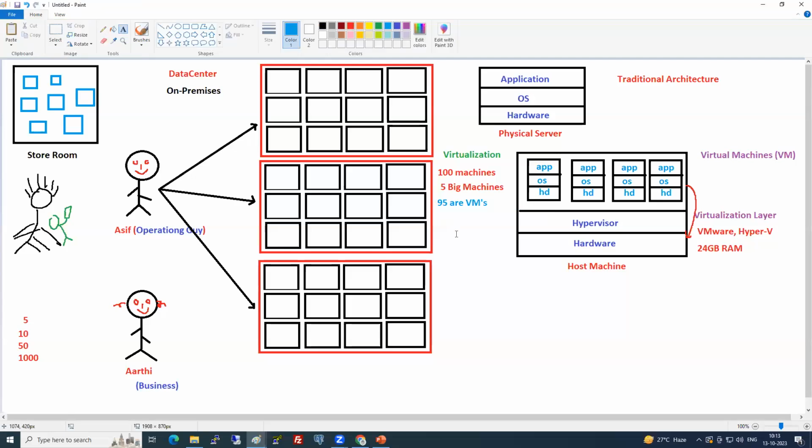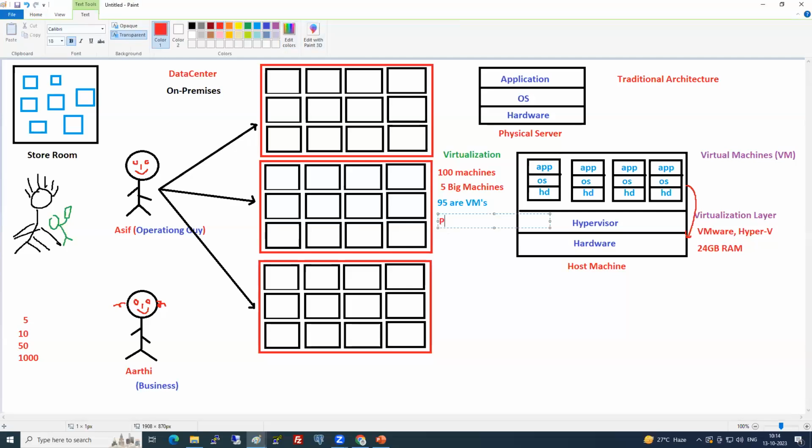How much space have I saved? How much money have I saved? How much current, power, AC, everything, how much have I saved? 95 machines, all are virtual. You cannot touch them, but they will work. They will work as a server. You understand?